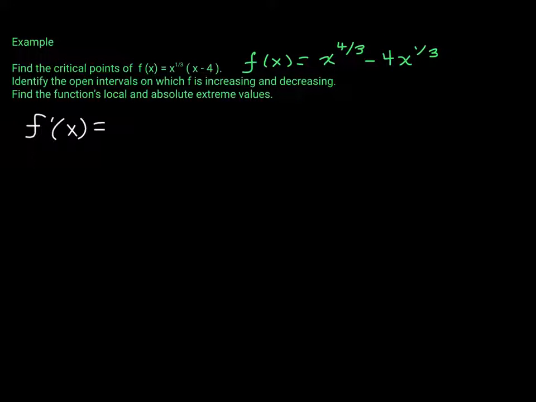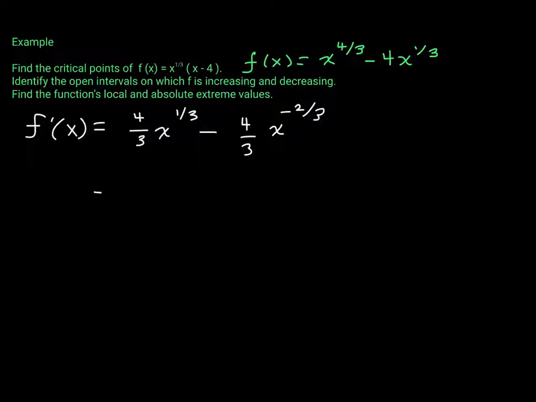All right, now f prime is equal to 4/3 times x to the power of 4/3 minus 1, that is 4/3 minus 3/3, which is just 1/3, minus 4 times 1/3, when you bring down that power of 1/3, times x to the power of negative 2/3. I got negative 2/3 by subtracting 1 from 1/3. So it's 1/3 minus 3/3, which is negative 2/3.